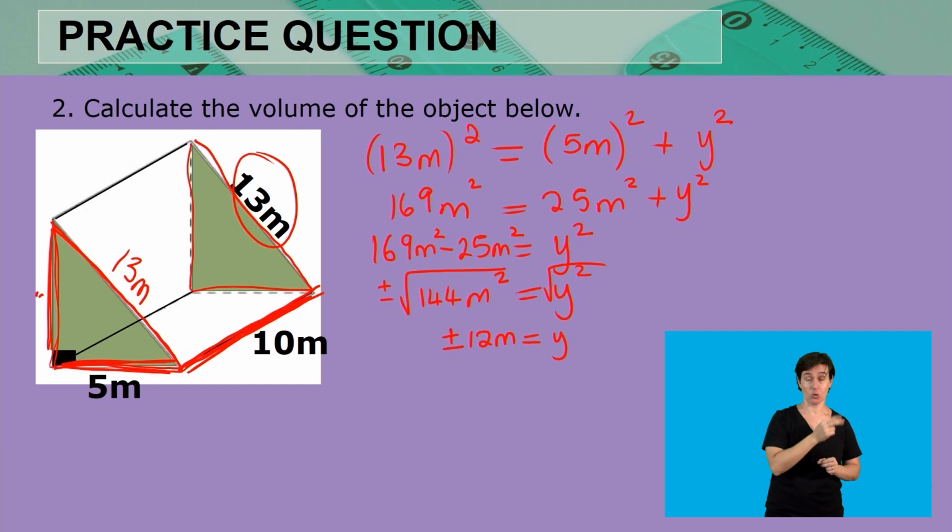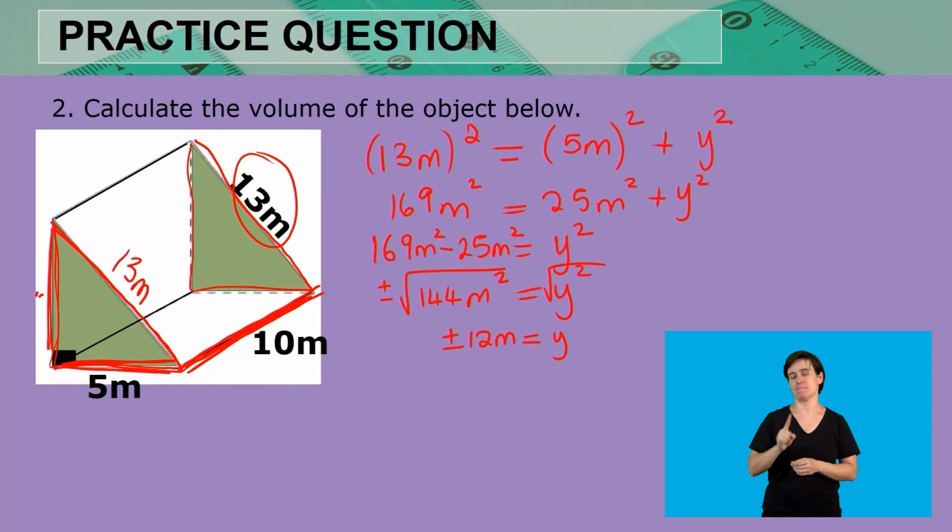But how do we decide which one we take between the positive one and the negative one? Well, we are working with distance, and now our distance cannot be negative, it can be positive. So that means that our unknown value is going to be 12 meters there. So that means that our height there is 12 meters. And now that we have the height of the triangle, that means we can calculate the volume of our prism.